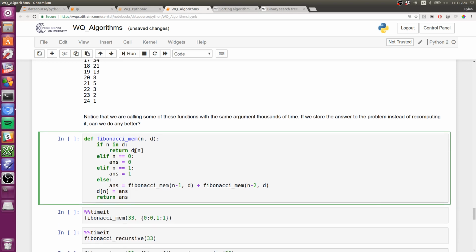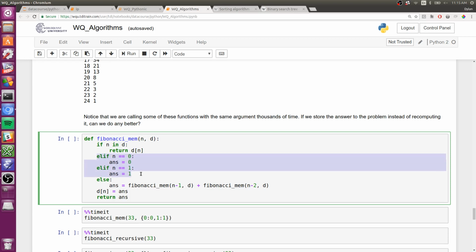So we're going to now call Fibonacci mem with n, the nth Fibonacci number to compute, as well as d, some data structure, which will turn out to be a dictionary. So we're going to check if we've computed the nth Fibonacci number, if it's in our dictionary d. If it is, we'll simply return that. We've already computed this answer. We can just look it up.